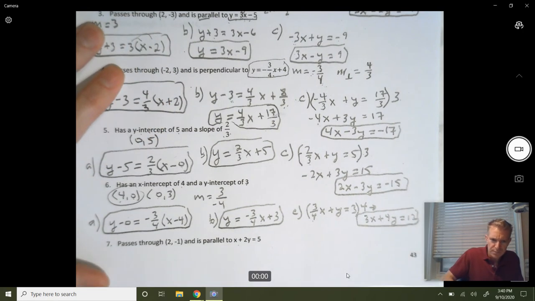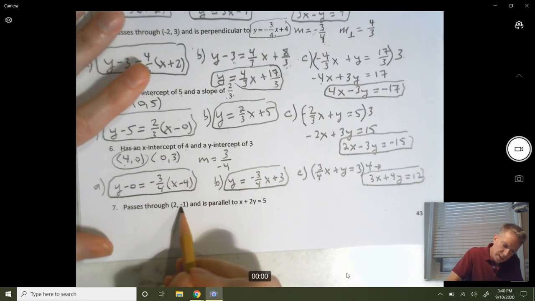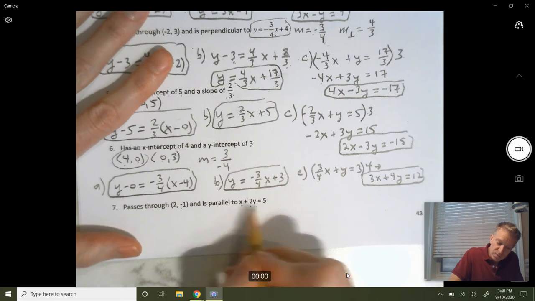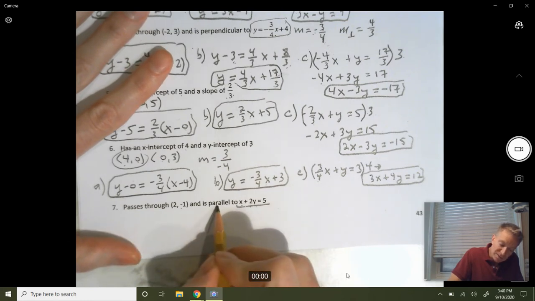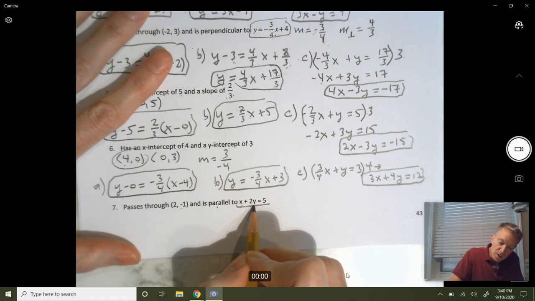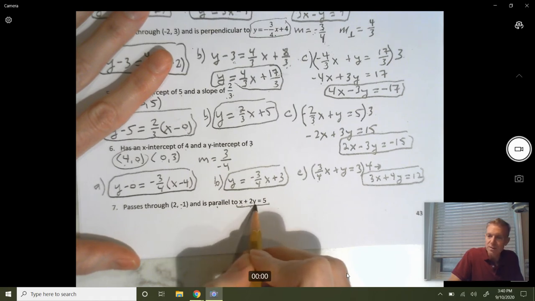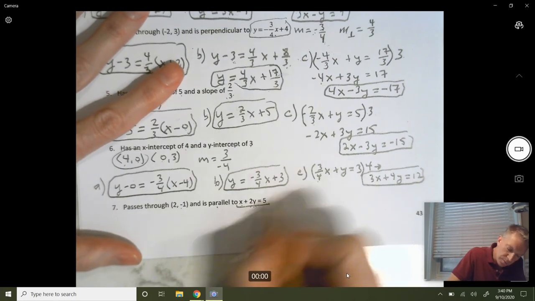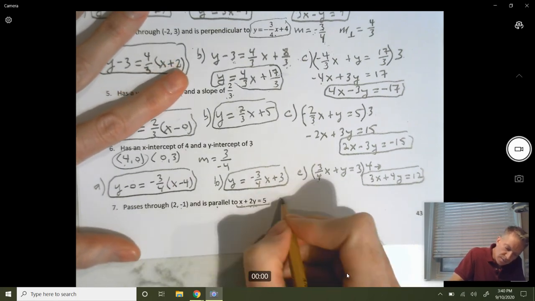Okay. The next one passes through this point and is parallel to this line. Well, this one we need to find the slope, because if our line is parallel to this line, they have to have the same slope. But this isn't slope-intercept form. This isn't point-slope form, so we don't know what the slope is until we get it into one of those forms. So let's get the y by itself.